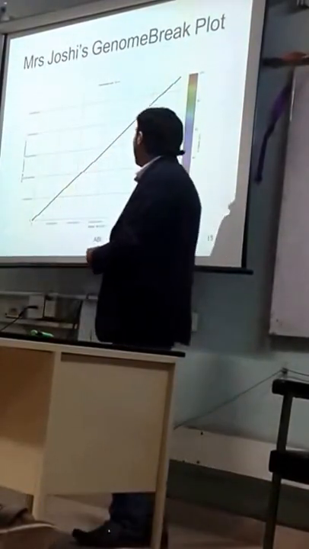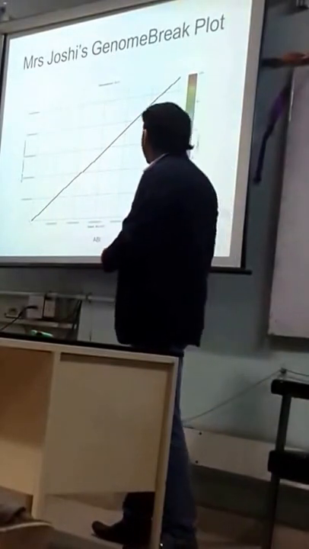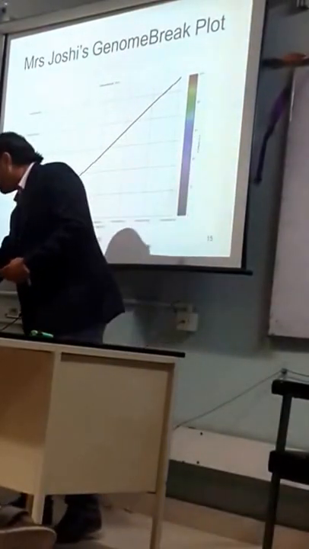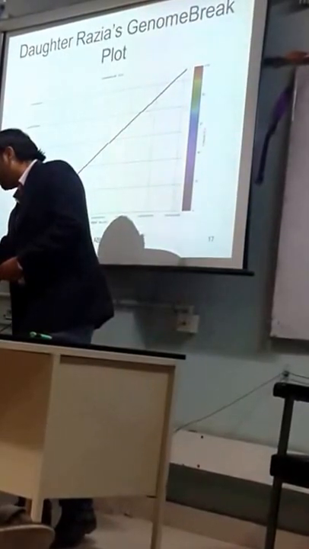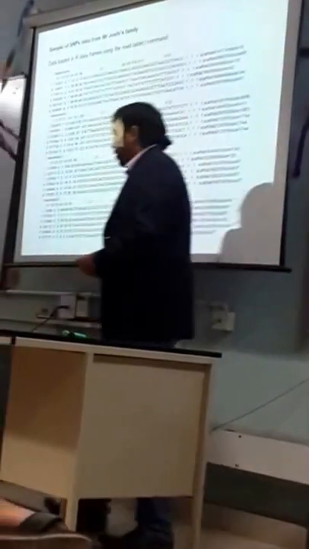Mrs. Joshi, who is his wife, and they have 2 children, Ms. Kavita and Ms. Razia. All are anonymous names.